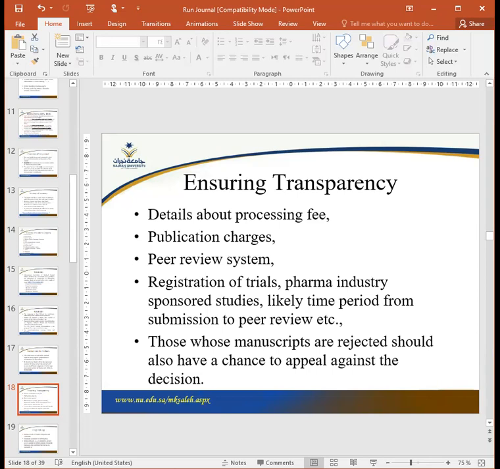It is also advisable that the journal provides some forum for redress of grievances, compliance to author, reader, reviewer, advertiser. Those whose manuscripts are rejected should also have a chance to appeal against the decision. These days, some journals have appointed an ombudsman.